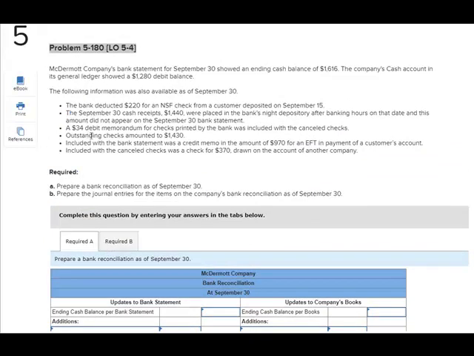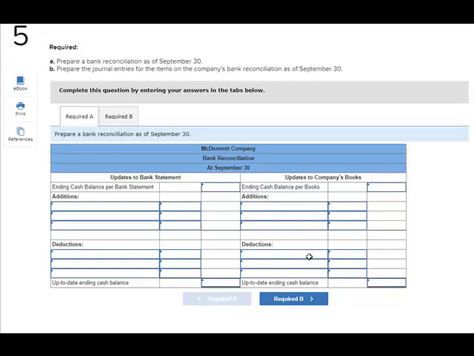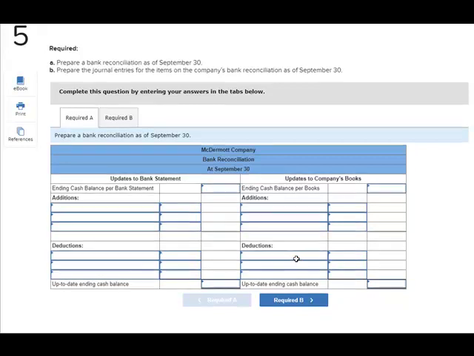Then we have a $34 debit memorandum, and all that means is the bank charged us $34 for checks that they printed. And so this means we have less cash in the bank account, and we found out about this charge when we got the bank statement. So we need to subtract over here in the deduction section $34 for these bank charges.